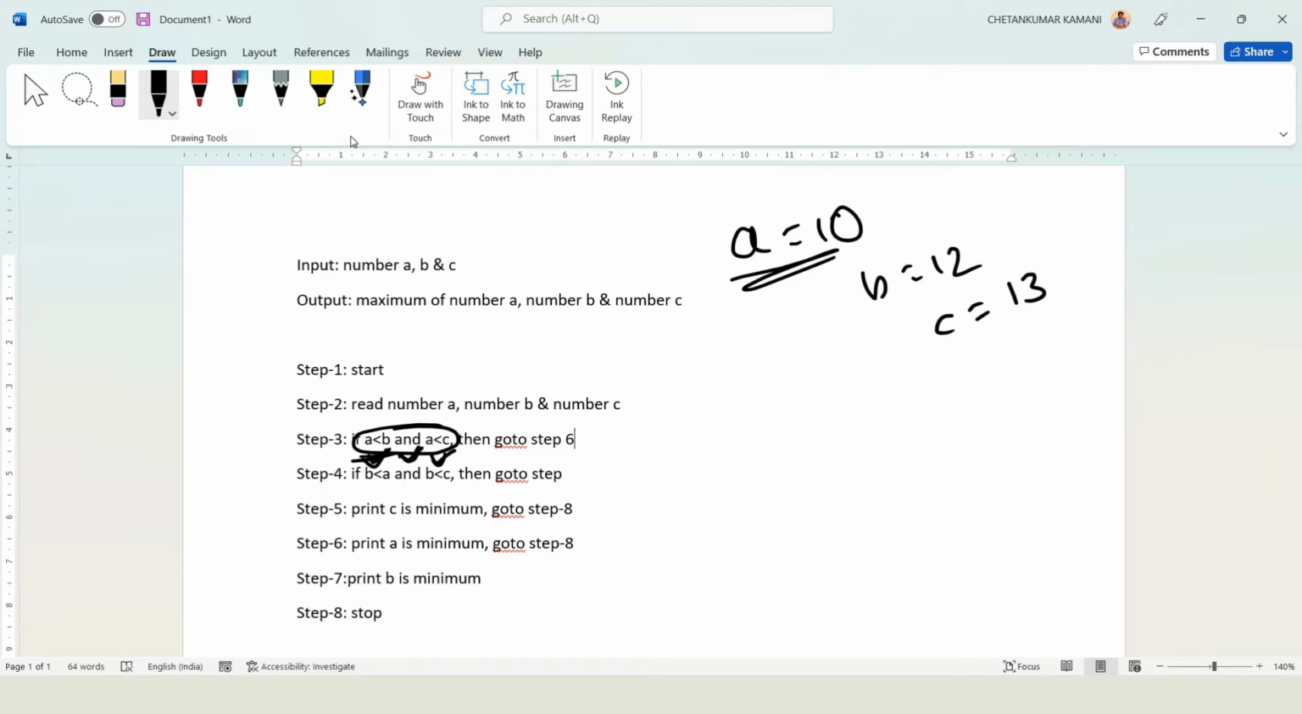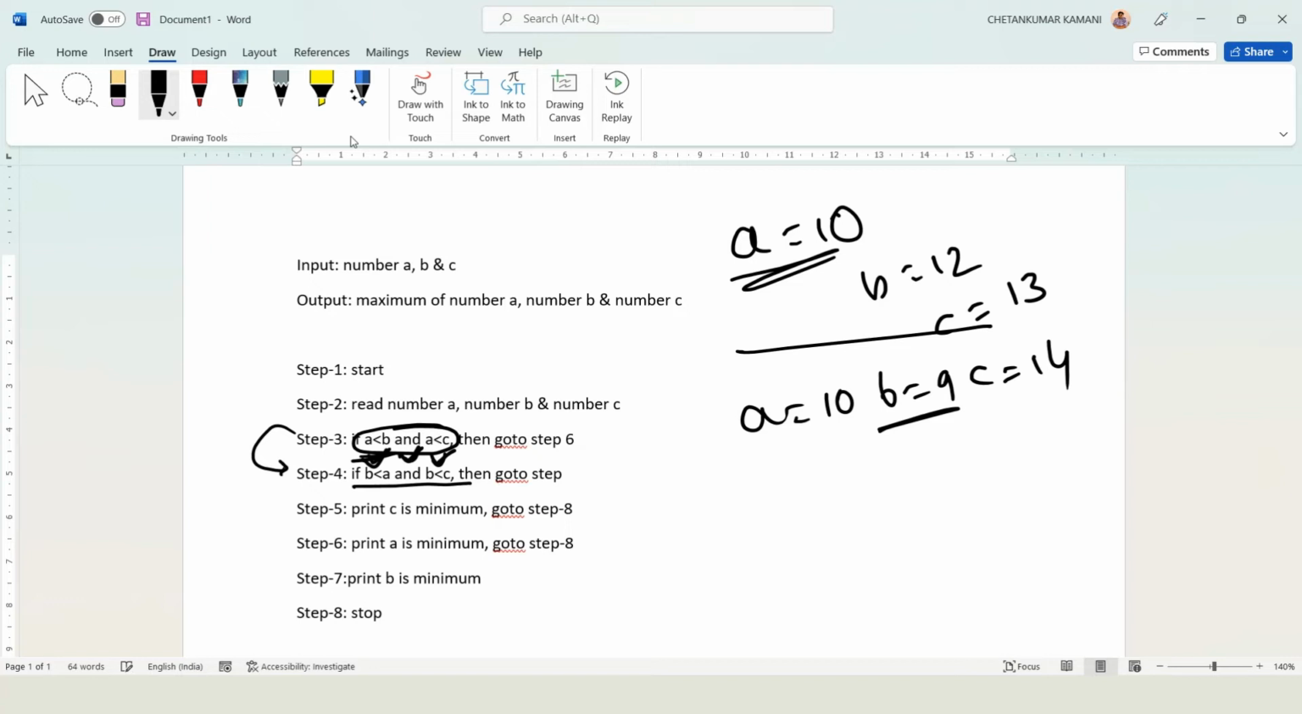Okay, let me check for another value. A is equal to 10, B is equal to 9, C is equal to 14. Definitely B would be the answer. A is less than B, this is false. If one of the conditions is false, then the result of this statement is false. Then go to step number 4. B is less than A, yes, it is true. B is less than C, it is also true.